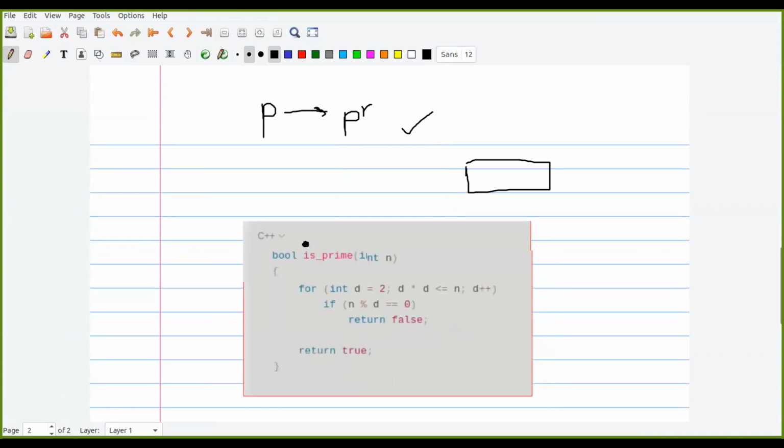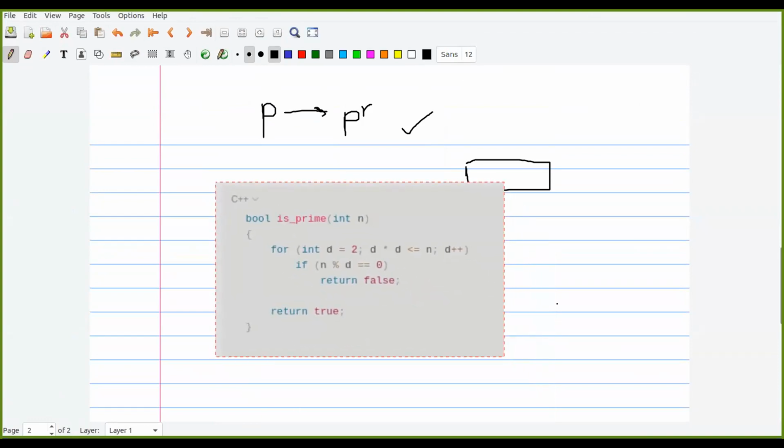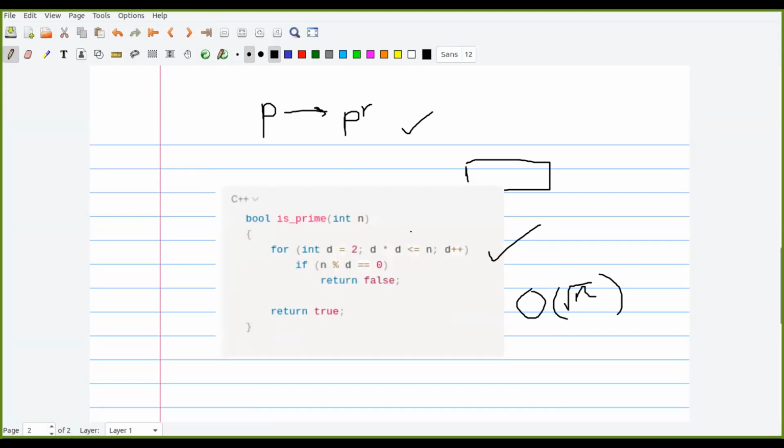So you get a very simple algorithm like this, which probably you have already known and been taught in basic classes. The complexity as usual is O of root n. But this is the simplest algorithm that you can think about to find primes.